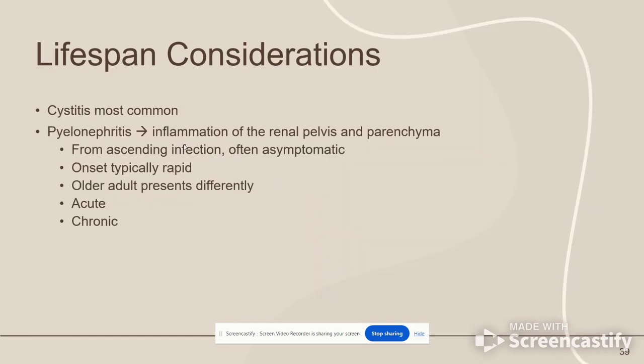Cystitis is the most common, and remember, cystitis is isolated to the lower urinary tract or bladder, so that's considered cystitis. And pyelonephritis is when the infection involves the upper urinary tract and kidneys, so that's in the renal pelvis and the parenchyma, from ascending infection, often asymptomatic, onset typically is rapid. Older adults present differently, and it can be acute or chronic, but cystitis is more common.